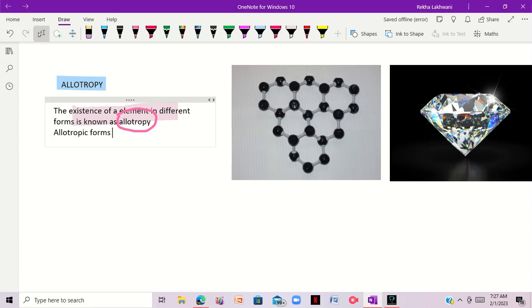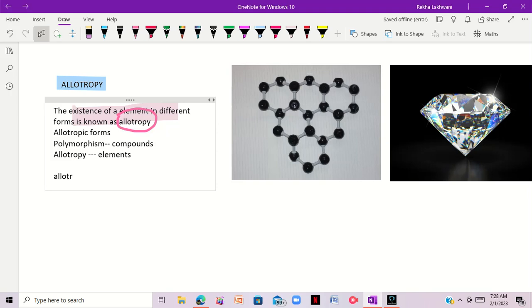So as we know, in my previous lecture I told you about polymorphism. Polymorphism is valid on compounds, but this allotropy is valid on elements, right? We have many allotropic forms. For example, the most famous are the allotropic forms of carbon.